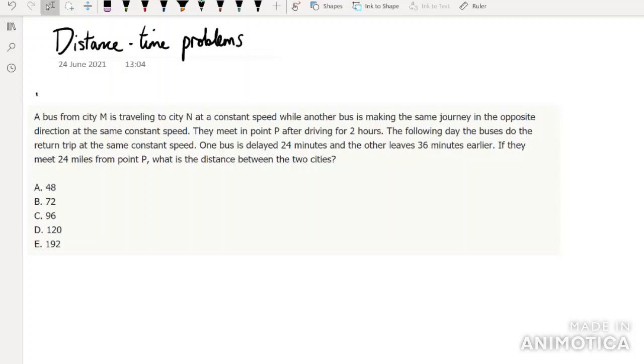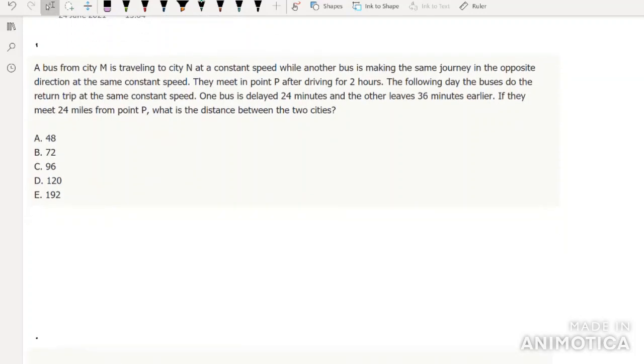So a certain bus from city M is traveling to city N at constant speed. Okay, so he starts off at M and ends up at N. While another bus, and we'll call this guy A, and this guy B, they meet at point P after driving for 2 hours, okay? And they're both going at the same speed.